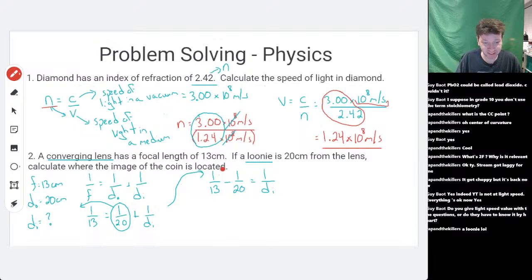Find a common denominator. So multiply this top and bottom by 20. Do top and bottom here by 13. And then we end up with a common denominator, which would be 20 times 13, 260. And we end up with 20 minus 13. Yeah, see? It's okay. Fractions aren't that bad. So 7.